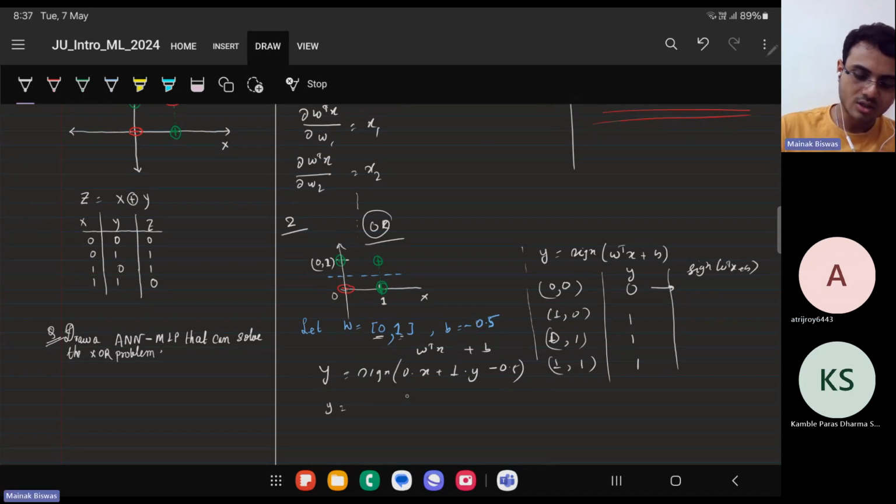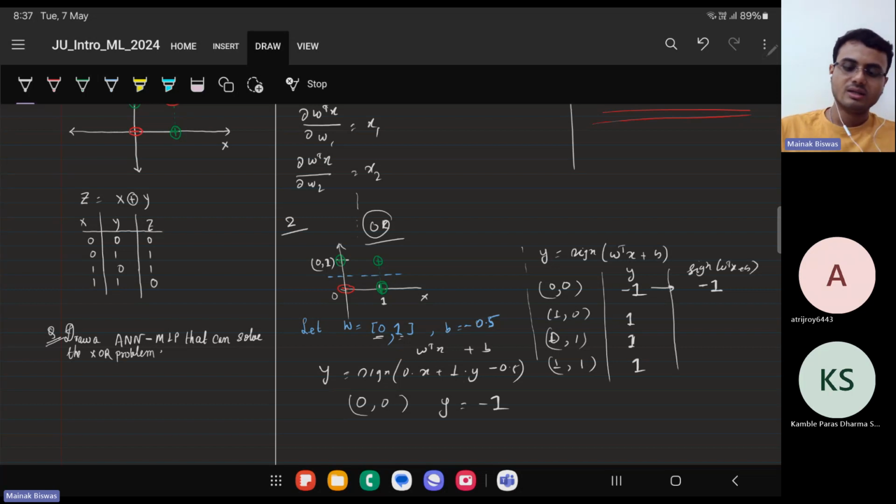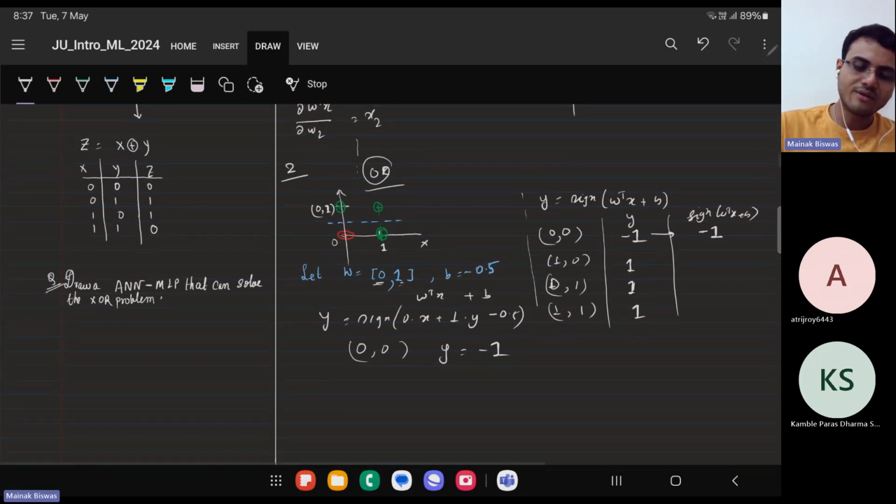Yes. So now for 0, 0, you agree it is equal to Y equal to -1, because sign of minus 0.5 is -1. Okay, I like it. So instead of 0, I'll put -1. For better understanding, we have just relabeled 0 as -1. Similarly, I'm going to put 1, 1, 0. So if I put 1, 0, I again get -1. Yes or no?